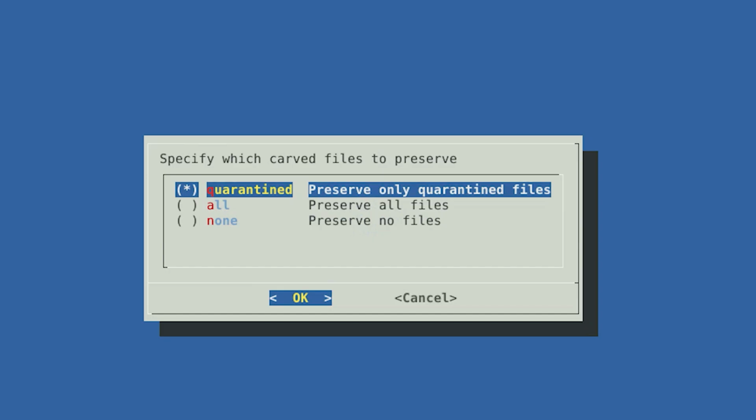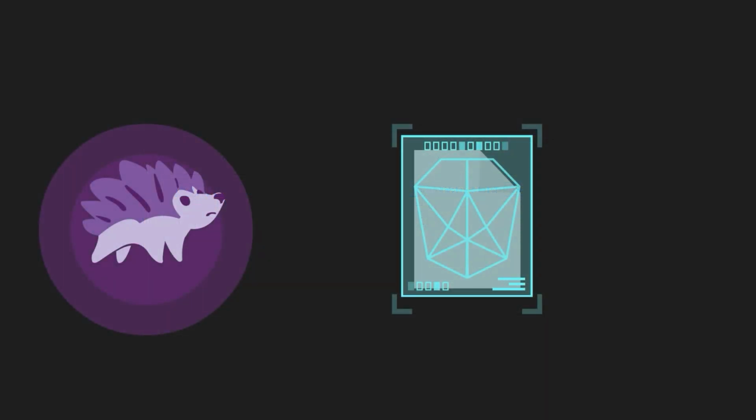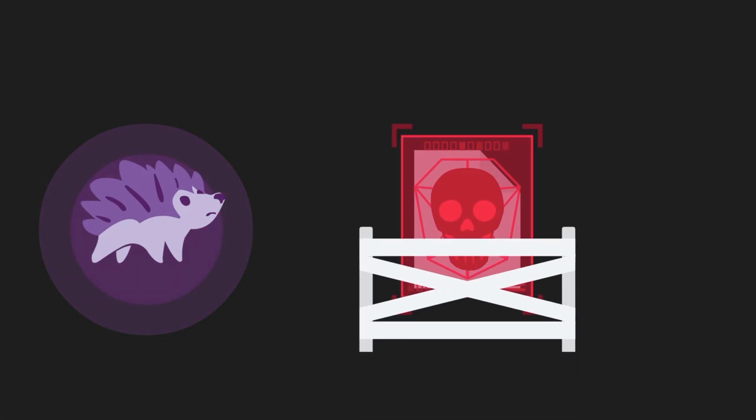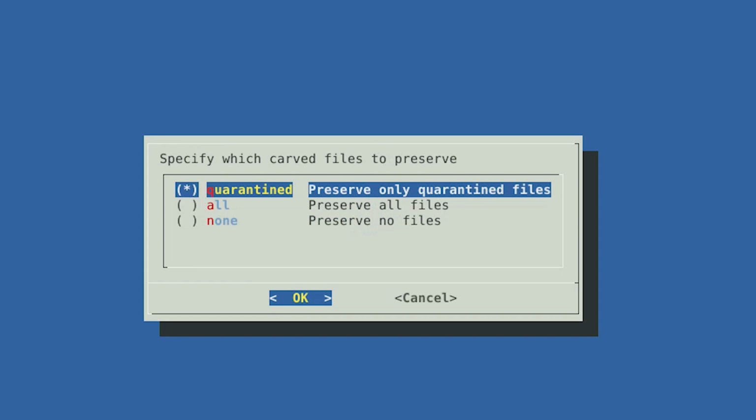After selecting your scanners, you will need to decide if you would like to preserve any of the carved files. Quarantined means that Hedgehog will only save files that triggered one of the scanning tools. For example, one of the files Hedgehog scanned had a virus in it. Hedgehog can preserve or quarantine that file for you to review later. If you would rather Hedgehog preserves all of the files it scans, select All. Alternatively, if you do not wish to preserve any of the files locally on the sensor, select None.